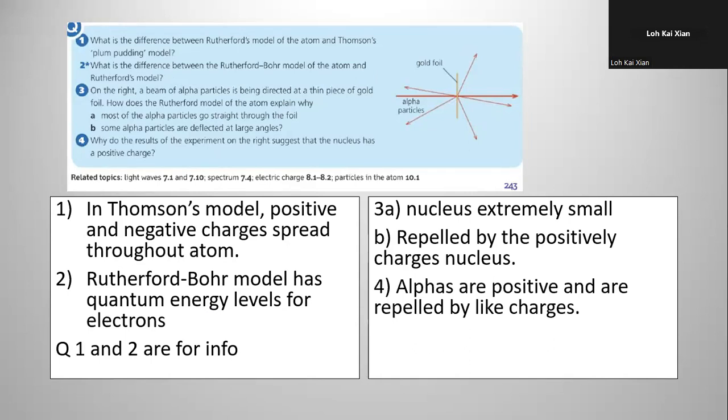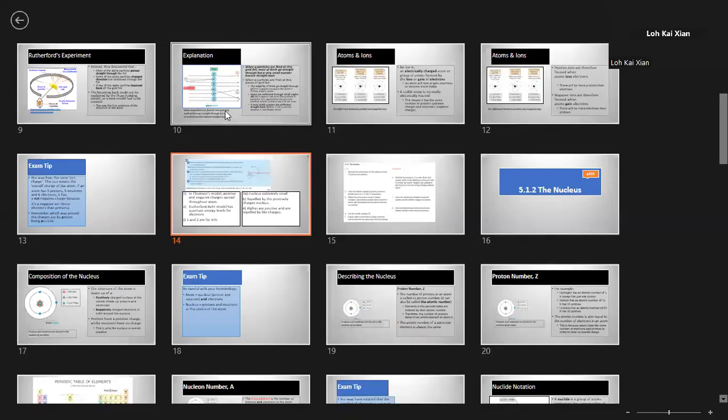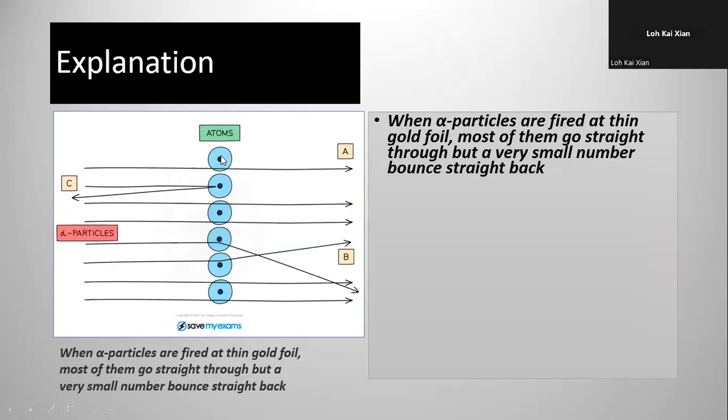So alpha particles are positive and are repelled by the like charges of the nucleus. Okay. I'm not that clear about this experiment. This diagram is very poor. This is the nucleus, this is the orbit of the electron, more like a valence shell. But this nucleus is very small. From one nucleus to another nucleus, there is a lot of space. So that's why a lot of them go straight through.